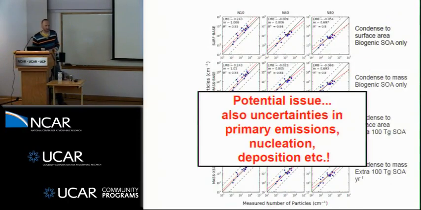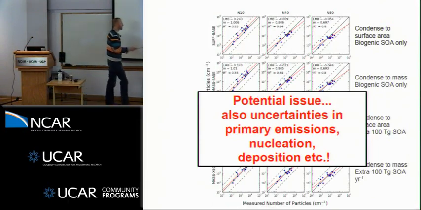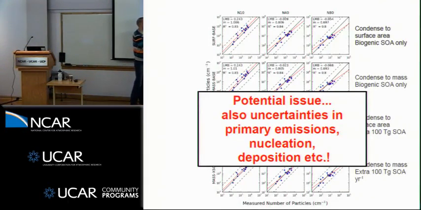And the other issue is that we're only changing things here in terms of the SOA. There are also uncertainties in primary emissions rates that are going to cause this comparison to change. Uncertainties in nucleation rates, uncertainties in deposition. So our hope is to optimize the best SOA assumptions we can make in order to get the size distribution right, but it's possible that we could get things right for the wrong reason if we also happen to be using the wrong emissions diameter or the wrong nucleation theory and so on and so forth.